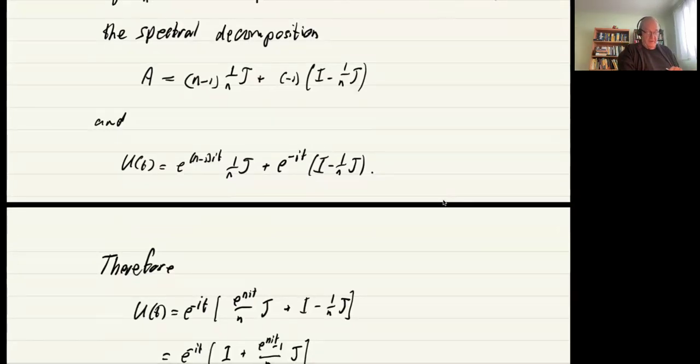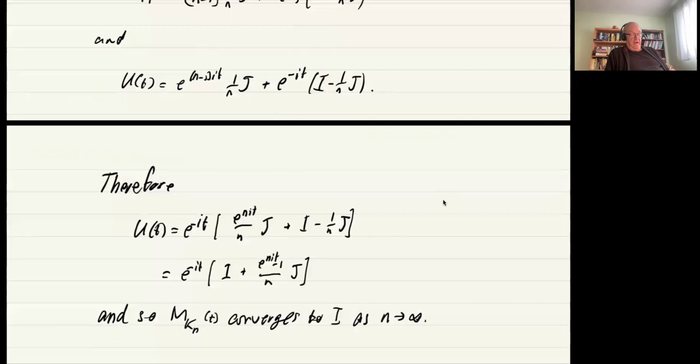And to get something out of it, we just need some minor rearrangements. There's a common factor of e to the minus it, so I've pulled that out. And so if I do that, I get this. And then I can write it in this form. So U of t is this.